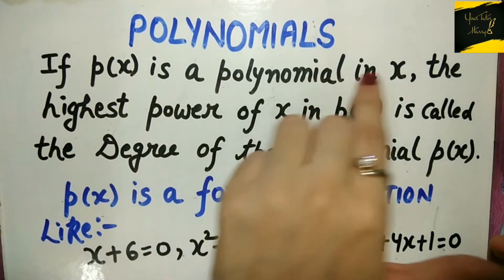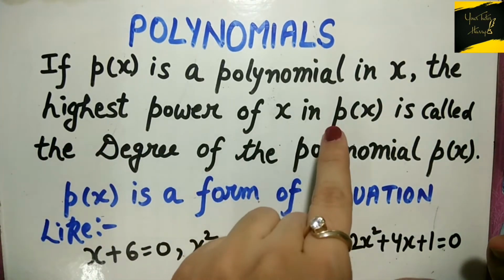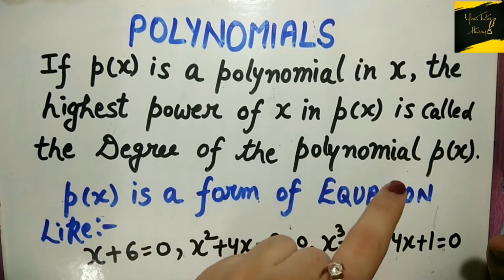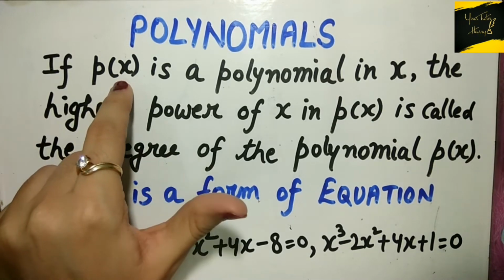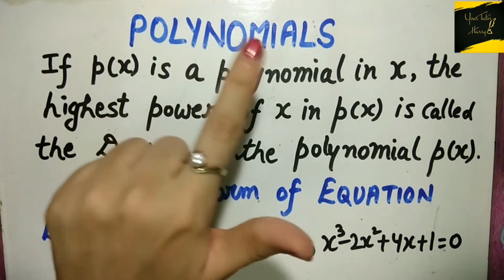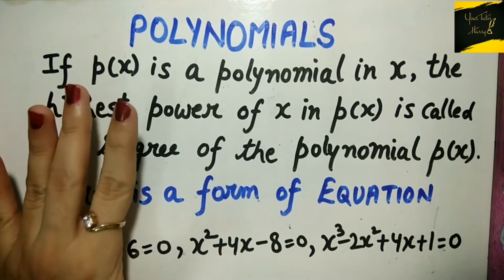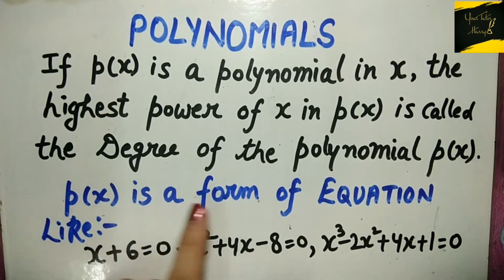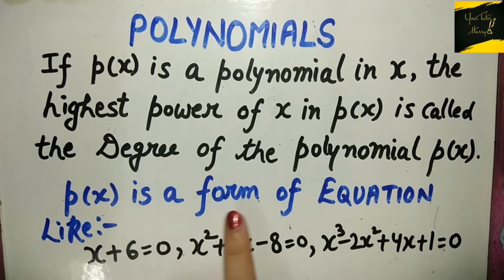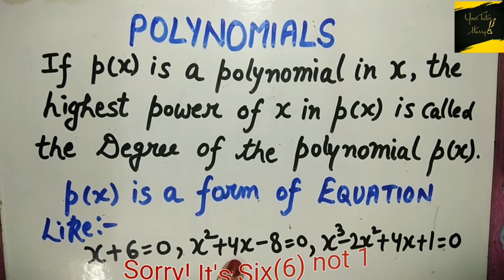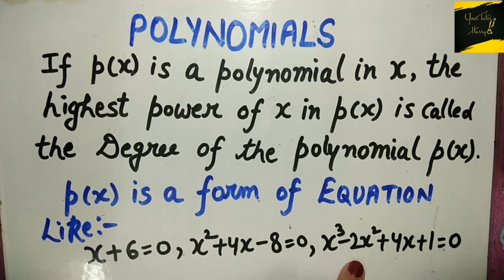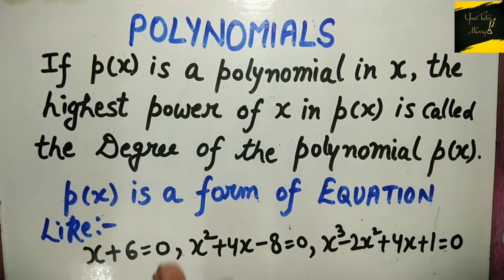If p(x) is a polynomial in x, the highest power of x in p(x) is called the degree of the polynomial p(x). So friends, p(x) is the short term that we use for polynomials. In simple words, p(x) is a form of equation. Your equation can be like x plus 1 equal to 0, x square plus 4x minus 8 is equal to 0, x cube minus 2x square plus 4x plus 1 is equal to 0. These are some sort of forms. So these forms are polynomials but having different degree.